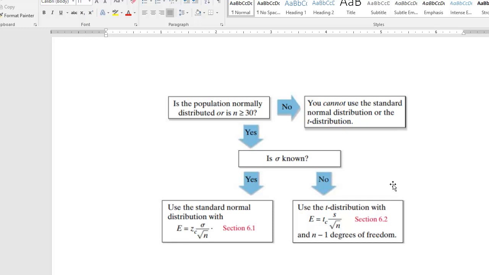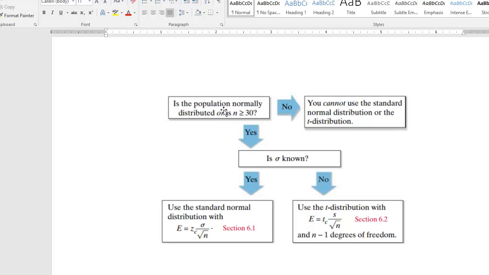Typically the first thing we want to ask is, are we satisfying the ability to use the central limit theorem? The two conditions we need to meet for the central limit theorem: do we know the population is normally distributed, or are our sample sizes large enough? Some books say a sample size of 30 or more is large enough. Some say 50 or more. So pay attention to your textbook.